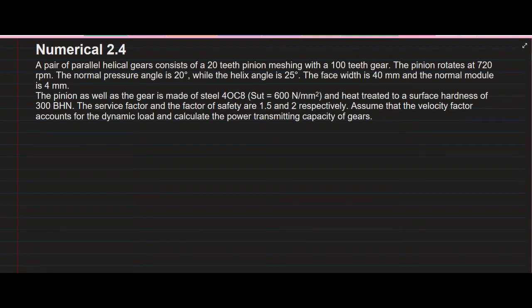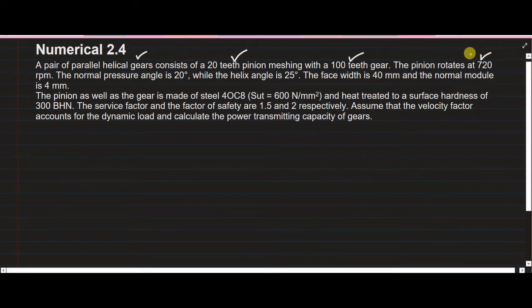Hello everyone. Today we are going to solve one numerical for the analysis of helical gears. In this problem, a 20 teeth pinion is meshing with a 100 teeth gear. The speed of rotation of the pinion is 720 rpm. The normal pressure angle is 20 degree while the helix angle is 25 degree. Face width is 40 mm and normal module is 4 mm.